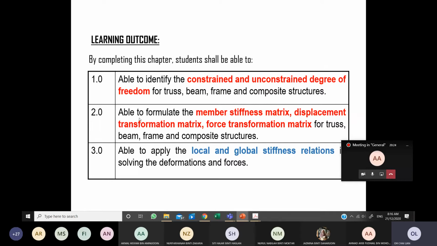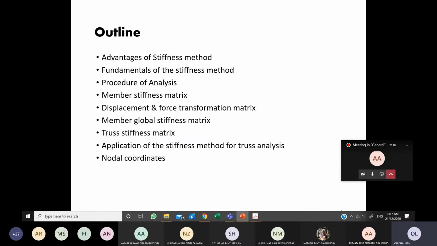Today we are going to have a look at how to use this member stiffness matrix and what this transformation matrix is. We have two: one is for displacement and another one is for force. This is the T for all these structures. We don't specifically talk about the composite structure because we are going to combine the application for the truss and beam together. Let's have a look at what we learned last lesson.